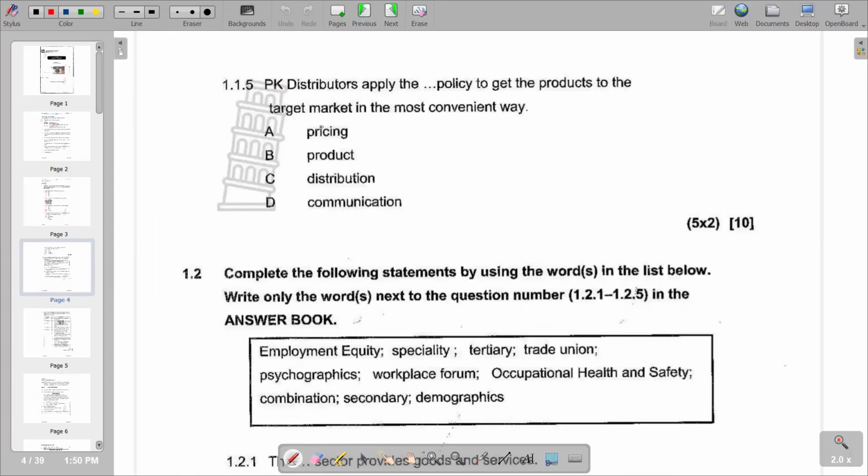We move on to number 5, which says PK distributors apply the dash policy to get the products to the target market in the most convenient way. So obviously we have distribution as the correct response. So this marks the last question that we have on the multiple choice section.